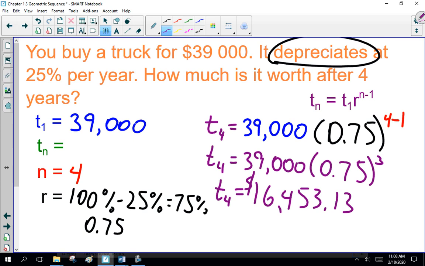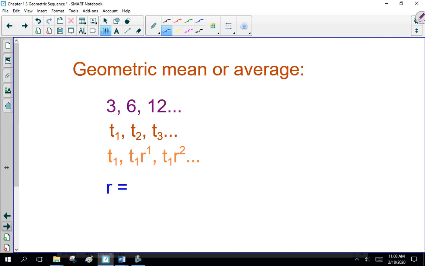All right. Okay, so far so good? All right. Now, as I said, there's one tricky math question with this, and we're building up to it. So, geometric mean or average, 3, 6, 12. Here you notice the rate is what? Or what is R here? And notice I've given you the first term. So the average is the number in the middle.